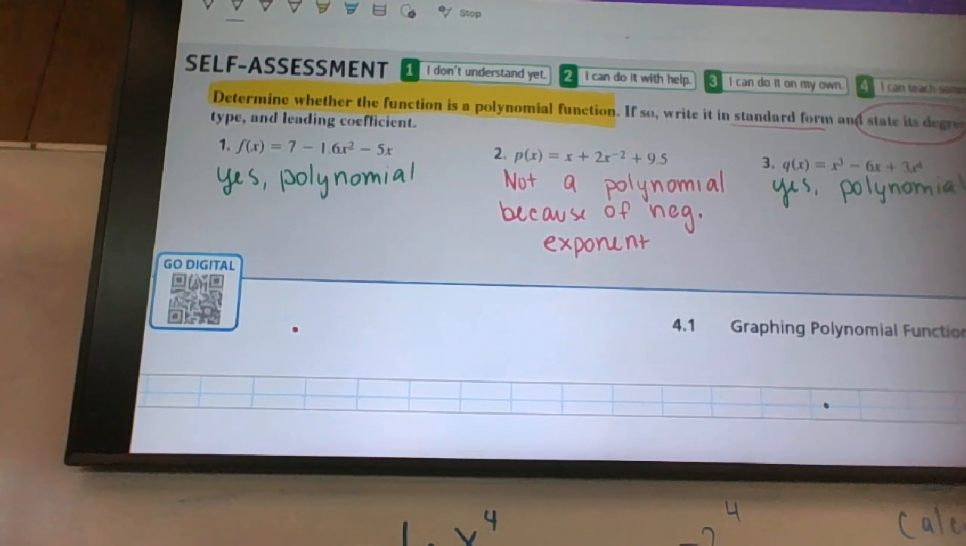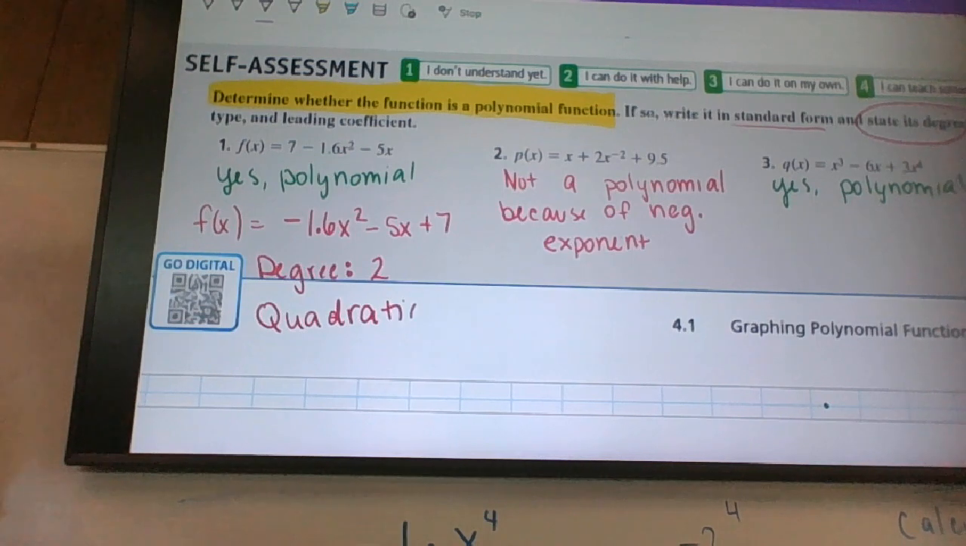Okay, so if we get a yes, we should put it in standard form. So standard form puts the highest exponent first. So I'm going to write f of x, and I will put negative 1.6x squared first. And then I'll put the 5x, and then the 7 should really be at the end. After that, you're supposed to state its degree, and the degree here is 2. Type is the special name. The type is quadratic. And we're hoping we don't see many of those in this chapter because we're really sick of them.